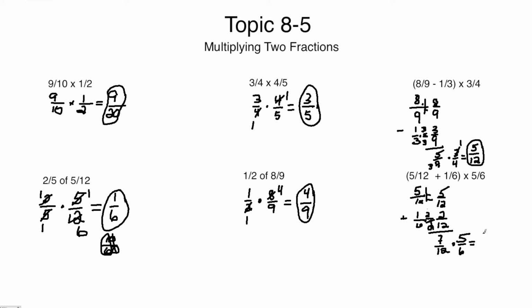7 times 5 is 35. 6 times 2 is 12. Carry the 1. 6 times 1 is 6. Plus 1 is 7.